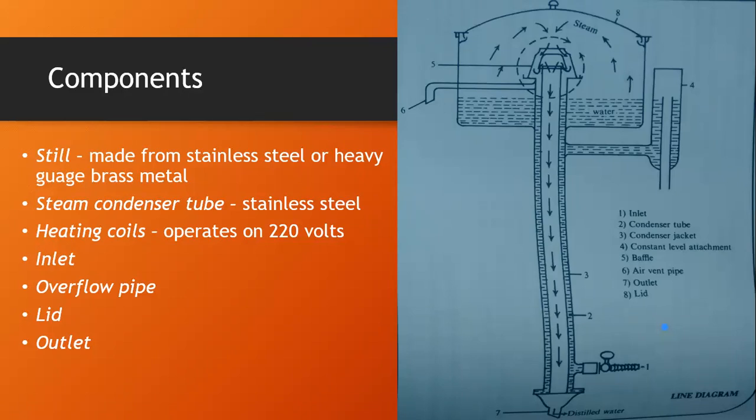We use stainless steel because it is not going to react with the heat and give out some ions, or heavy gauge brass metal. The next important advantage of using these metals is that they are not going to get rusted easily, and they are also not going to shed any ions into the water. Next, there will be a steam condenser tube, which is also made of stainless steel.